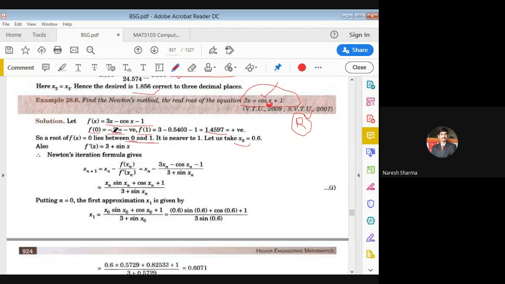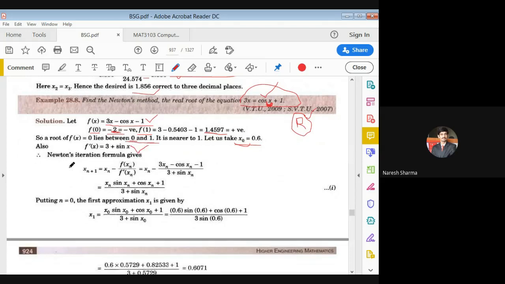Here the value is -2, which is 2 units away from 0, and at 1 it is 1.4, so the solution is nearer to 1 than to 0. This is just a rough idea, so it's your choice; you can use 0.5, 0.6, 0.7. Here we are choosing x0 equal to 0.6. Put x0 as 0.6 everywhere and calculate f and f dash at 0.6.